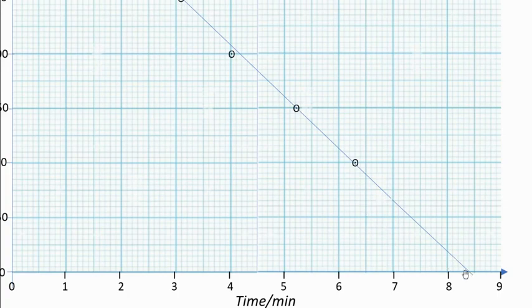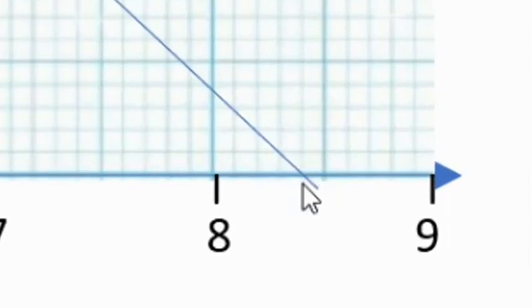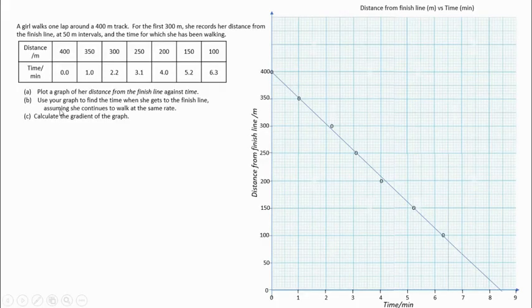So when we extend the line, we see that it crosses the x-axis, the time axis, at 8.4 minutes based on the scale we're using. So that's the answer for part B. We simply extrapolated, extended the line until we cross the time axis, and that gives us the time when she gets to the finish line, the time when her distance from the finish line is zero.